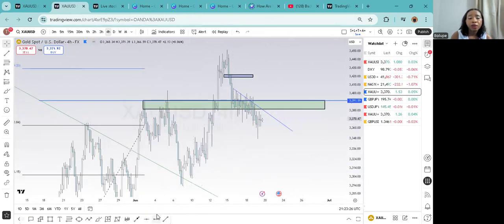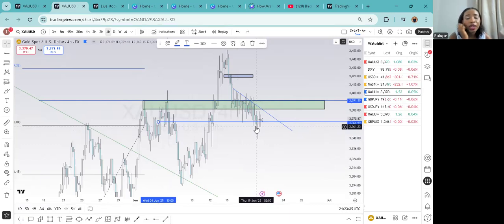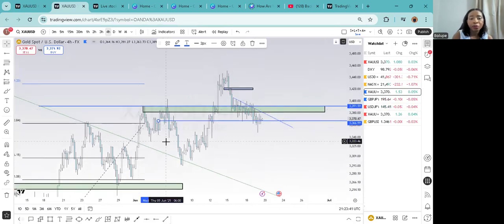So this is the level where I was looking at for price to get to, and then it's exhausting around that area. We're going to see if we have a close. We don't have a close around there. And why am I waiting for price to do that? Is because that is the previous lower low in that area.